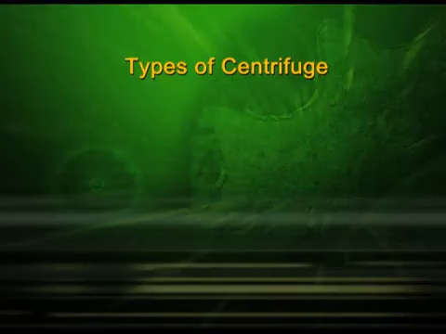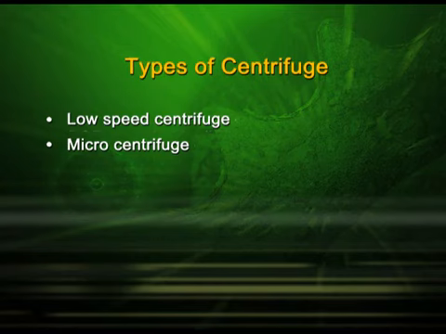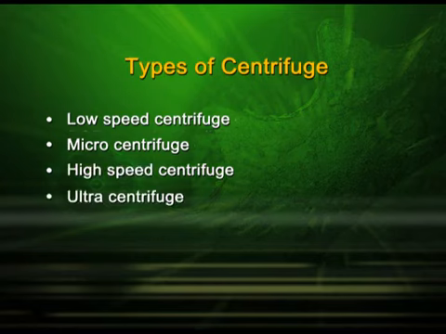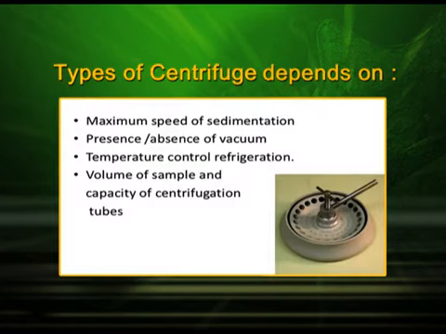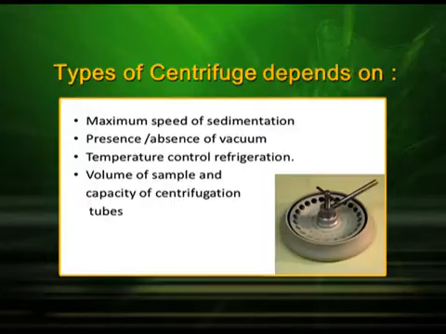Now, let us discuss the types of centrifuge. We have low speed centrifuge, microcentrifuge, high speed centrifuge and ultracentrifuge. I will be discussing in detail separately all the different types of centrifuge. The type of centrifuge depends on the maximum speed of sedimentation. When I say maximum speed, it is the revolutions per minute. It also depends on the presence or the absence of vacuum.